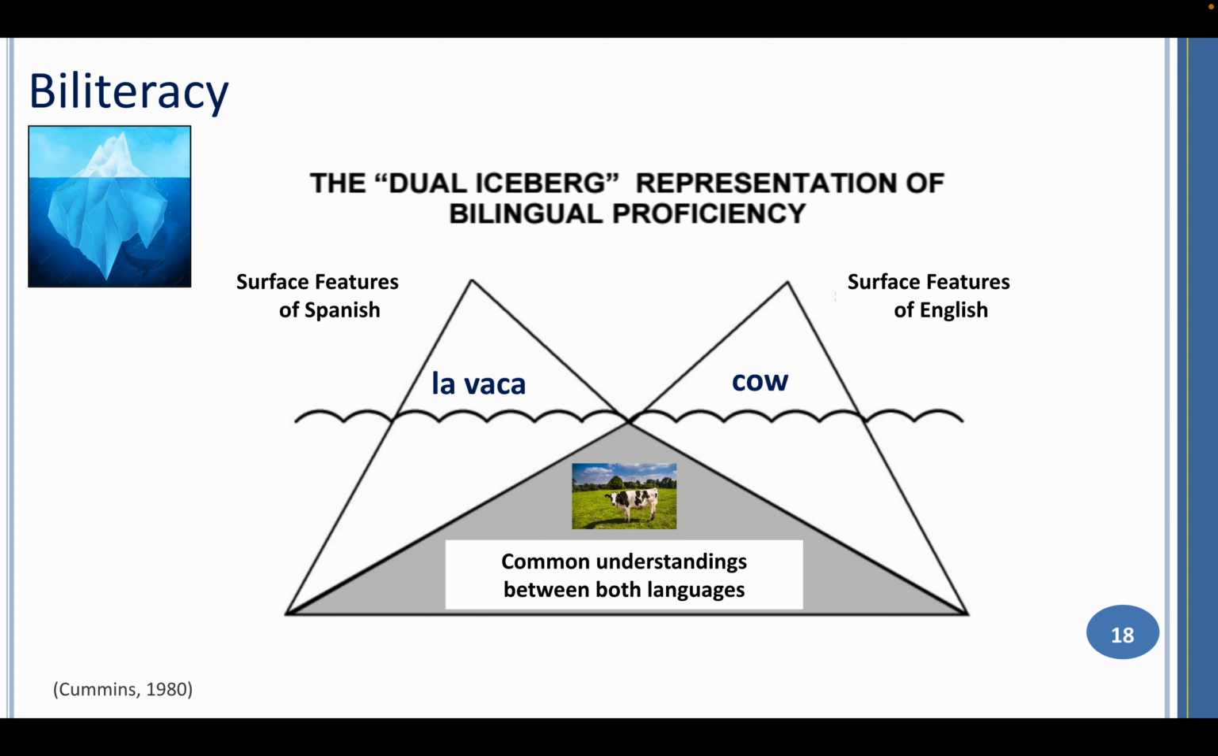Above the surface are two peaks, or the part of the iceberg that we can see. They represent the things that are different between the two languages. The words for cow are different in the partner languages, but the idea of cow is the same. The same thing applies to reading. Students have to learn how to read the word vaca, or cow in English, but they don't have to learn what a cow is, since they already know what a cow is.